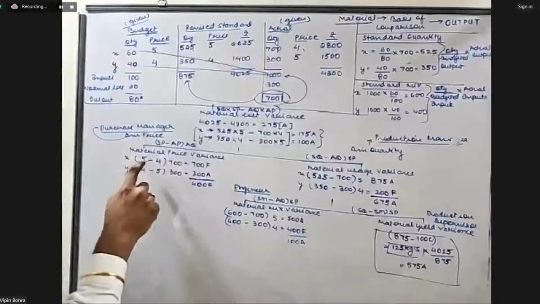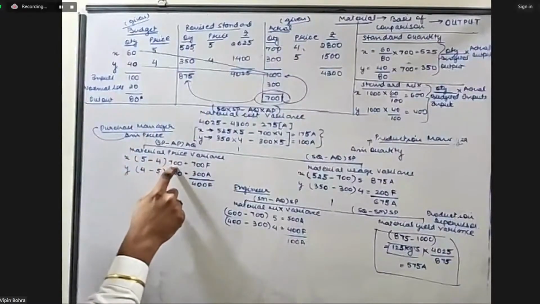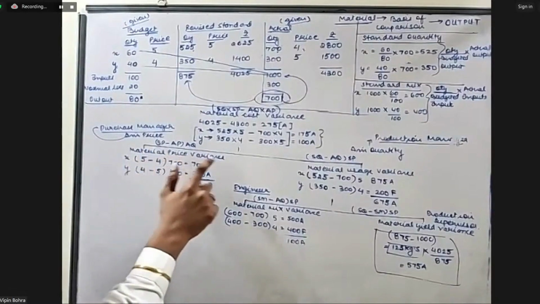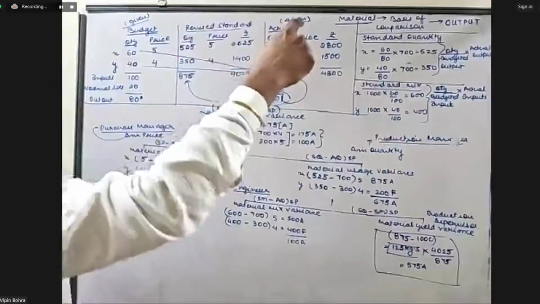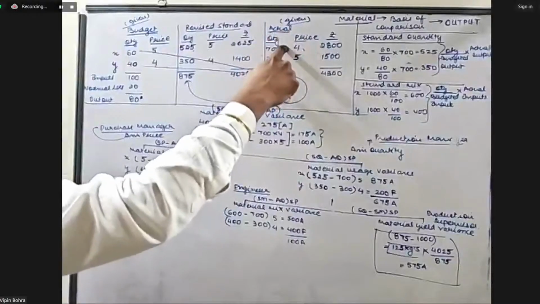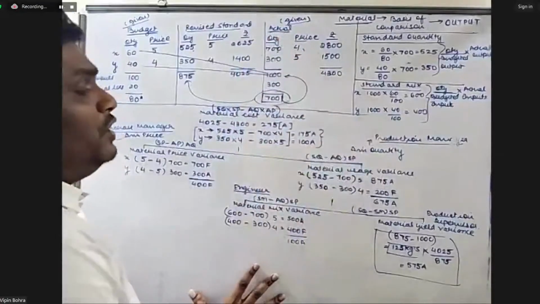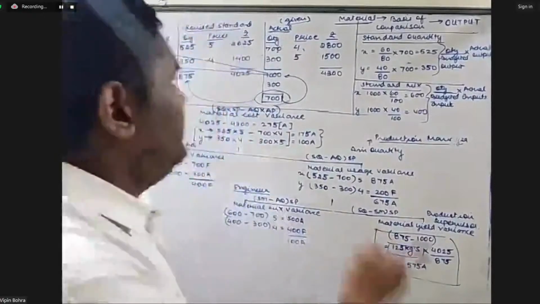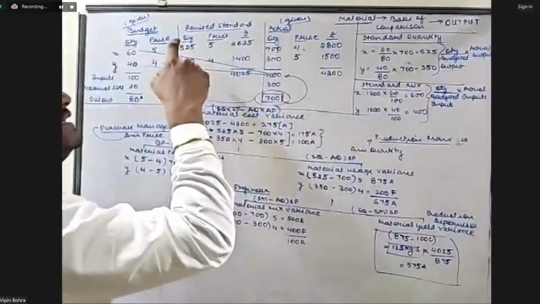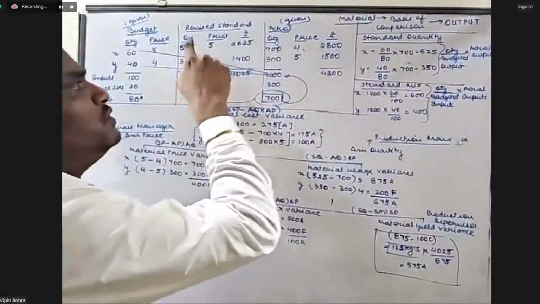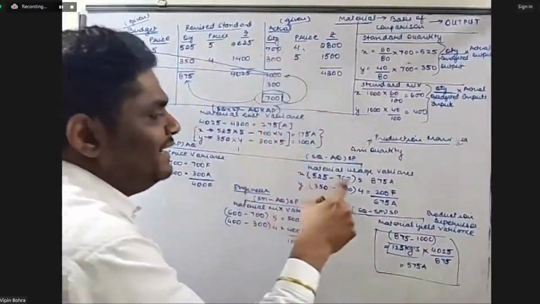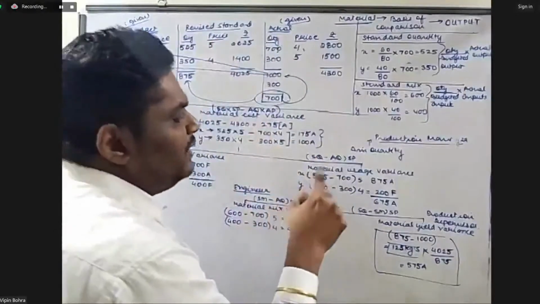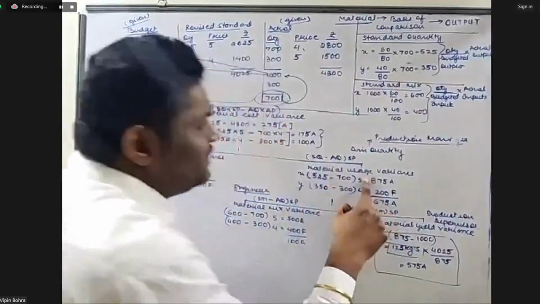rupees 4. So 5 minus 4 into 700. Why actual quantity? I have already discussed in detail. So material price variance is standard price minus actual price into actual quantity. When talking about usage variance, again, it talks about the usage of material. So standard quantity, that is the quantity that was supposed to be used, minus the quantity that is actually used is 700 into standard price. So standard quantity minus actual quantity into standard price.